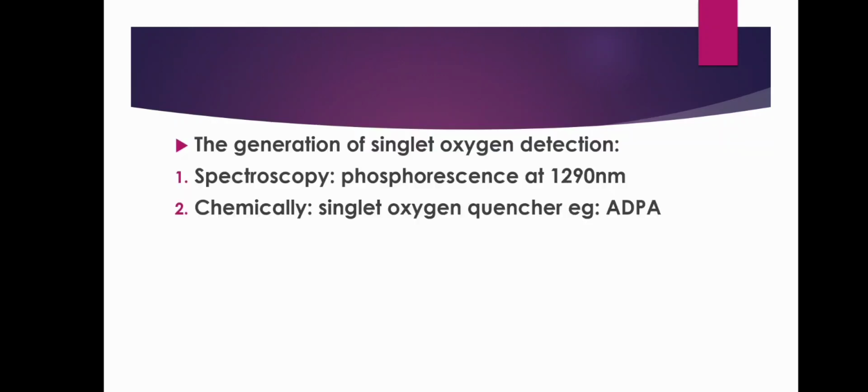The generation of singlet oxygen by an excited PDT photosensitizer can be observed either spectroscopically or with the help of chemical techniques. In the spectroscopic method, it is done by observing the phosphorescence emission happening at 1290 nanometer when the excited singlet state oxygen returns to the triplet ground state. And in the chemical method, it is done with the help of some singlet oxygen quenchers such as ADPA, that is anthracene dipropanoic acid.